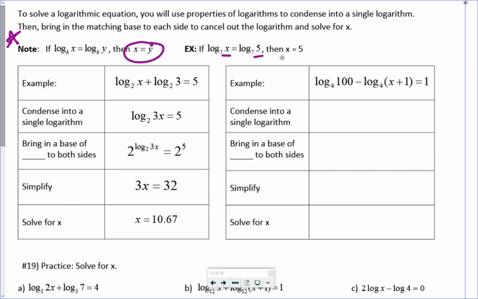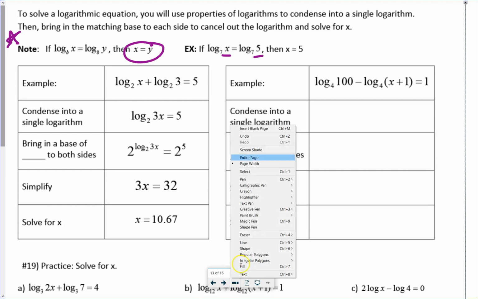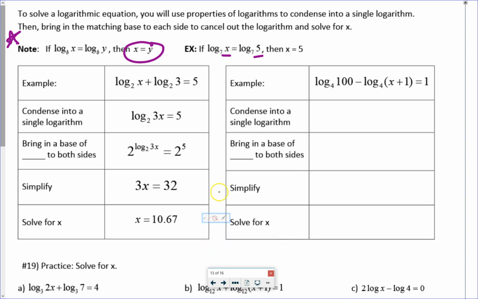I have an example worked out completely for you on the left, and then we'll do one together on the right. So on the left, I have log base 2 of x plus log base 2 of 3 equals 5. The first thing I had to do was condense them, and what property was used to condense them? Our product property, yes, which meant we multiply them together. So log base 2 of 3x equals 5.